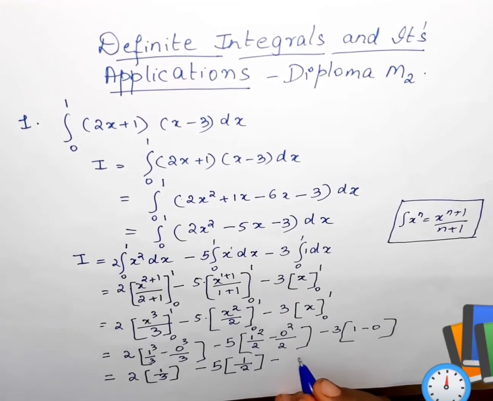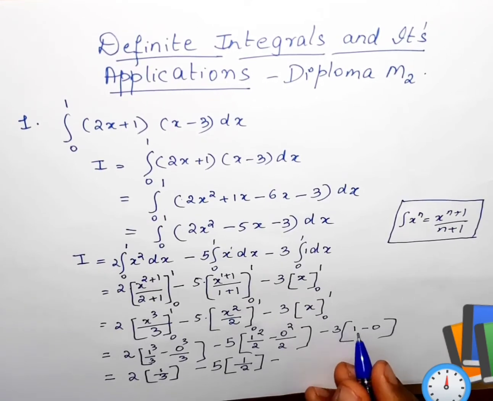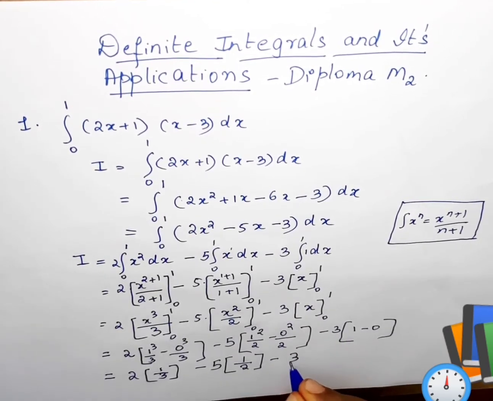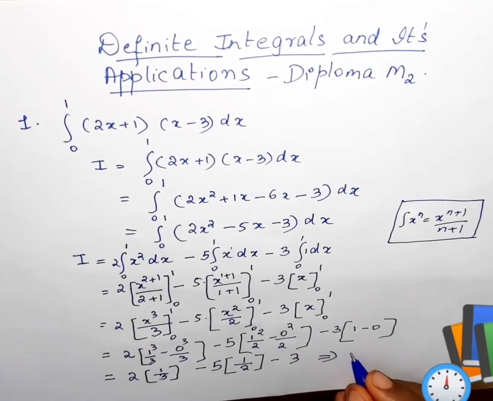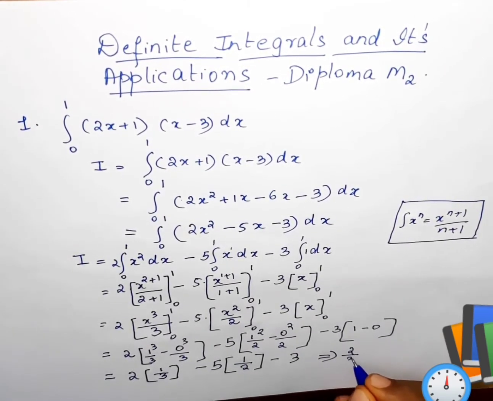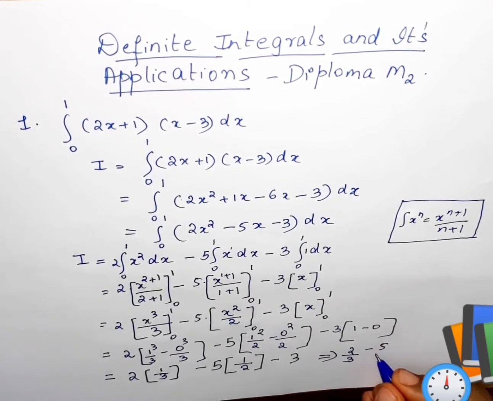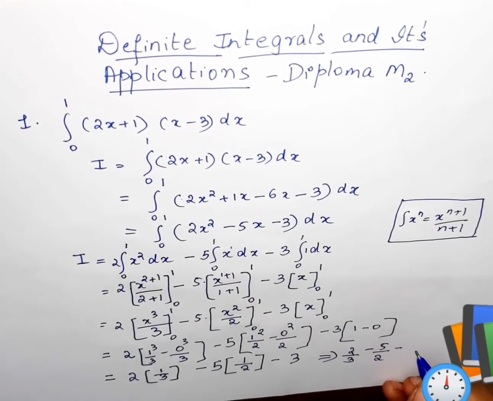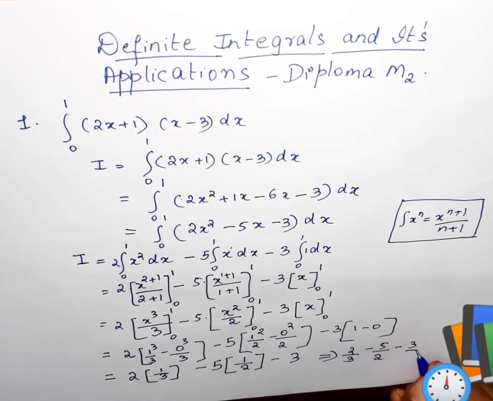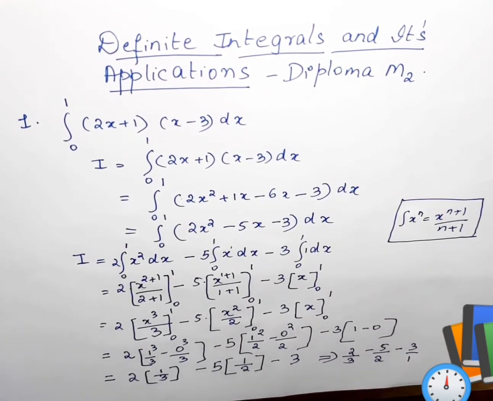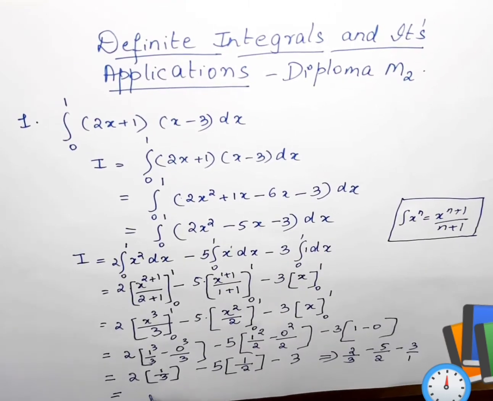That is 1 square is 1, 1 by 2 minus 0 square by 2 is 0 itself. So we get 1 by 2 minus 3 into, what is 1 minus 0? It is 1 and 3 ones are 3. So we have only written 3. Now 2 into 1 by 3 is 2 by 3 minus 5 into 1 by 2 is 5 by 2 minus 3. Now we have to take the LCM for all the 3 terms. So the LCM is 6 there.